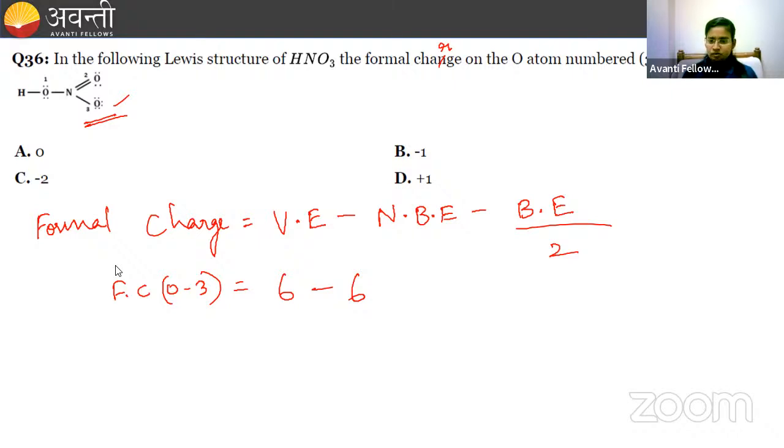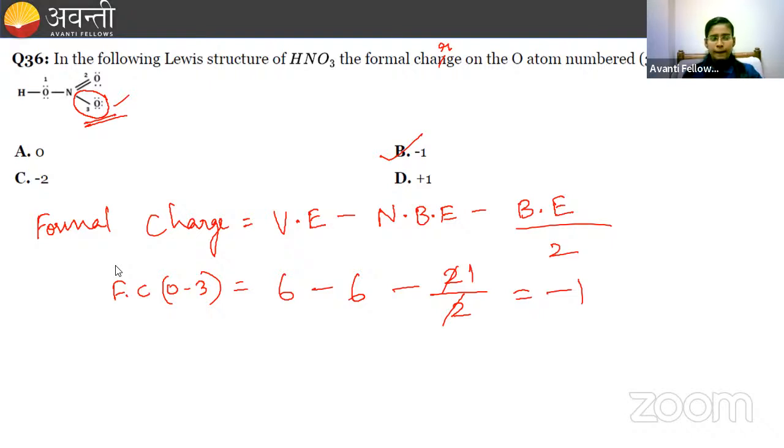Okay. Minus bonded electron. So around this oxygen, we have only one bond, right? So one bond has 2 electrons. So it will be 2 divided by 2. So it will get cancelled with each other. 6 minus 6 minus 1 is equal to -1. So the formal charge of the oxygen atom numbered 3 is -1, which is option B, the correct answer for this question.